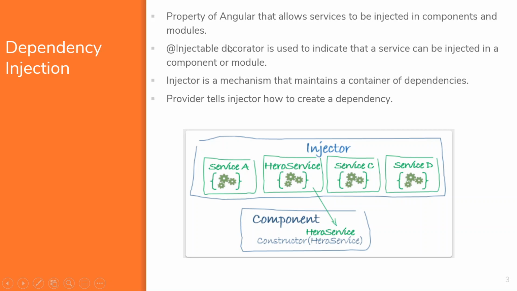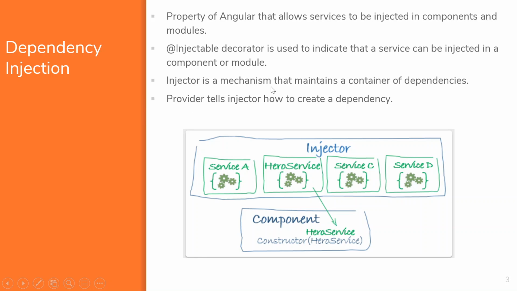Dependency injection is a property that allows services to be injected in components and modules. And the next one is the injectable decorator. Just like the NgModule decorator for a module and the Component decorator for a component, the Injectable decorator is for a service. The Injectable decorator is used to indicate that a service can be injected in a component or module. What this means is that we can use the metadata function Injectable inside a service, which shows that it is a service.